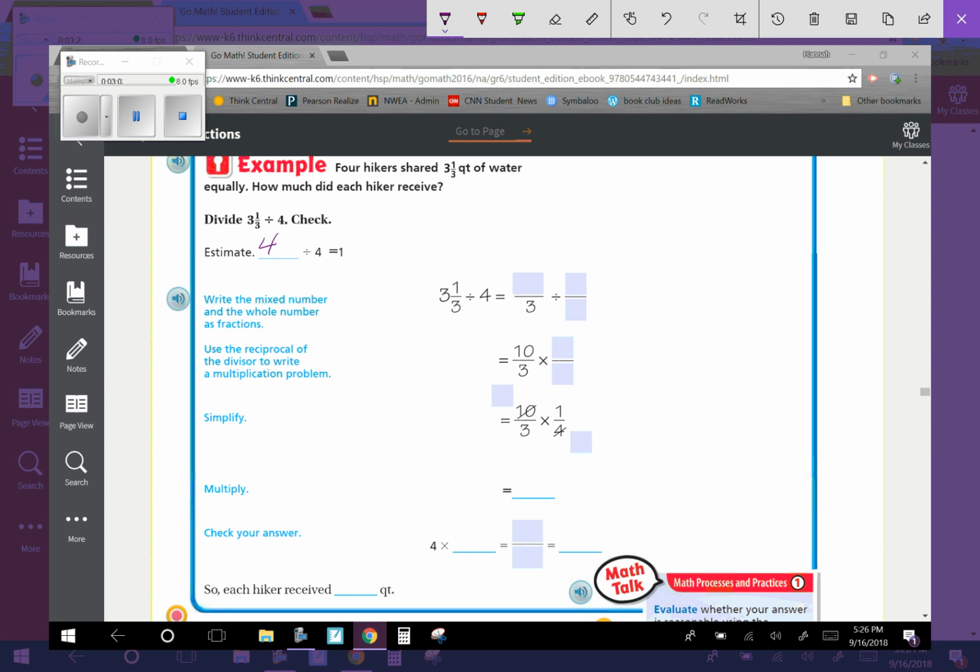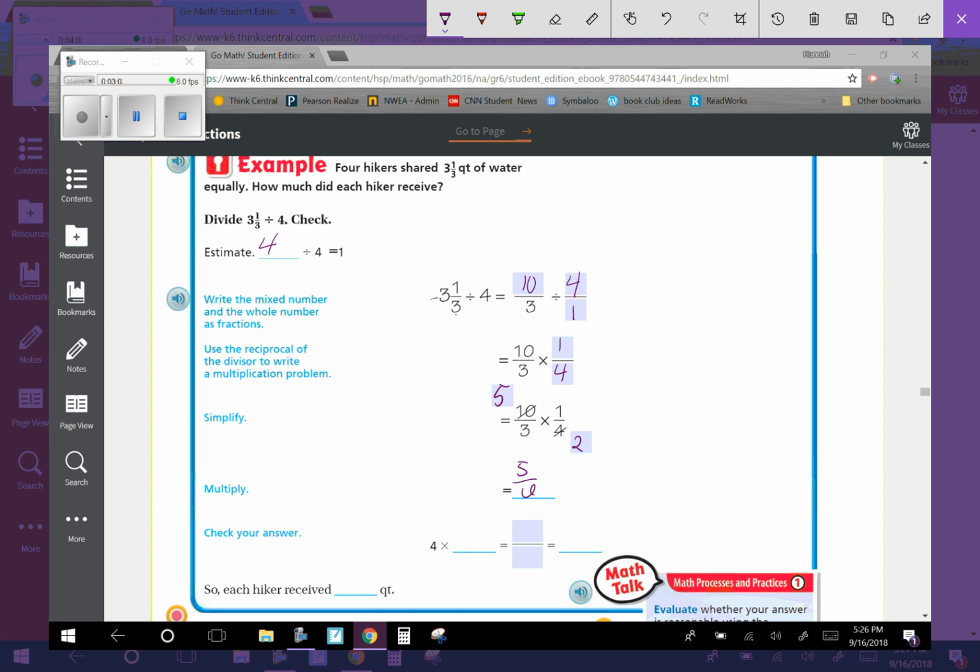So again, I'm taking 3 times 3, which is 9, plus 1 is 10. So 10/3 divided by 4 over 1, because 4 over 1 still equals 4. Now we're going to multiply it by the reciprocal. So 10/3 times 1/4. To simplify, we can divide 4 by 2, which is 2, and 10 divided by 2 is 5. So now we have 5 times 1, which is 5, and 3 times 2, which is 6, so 5/6.